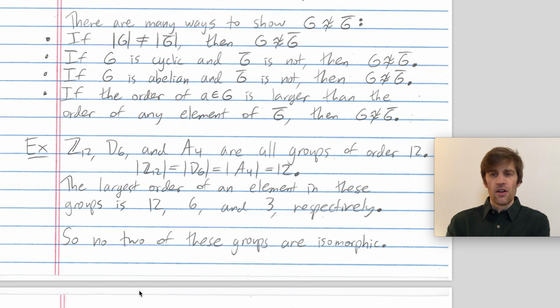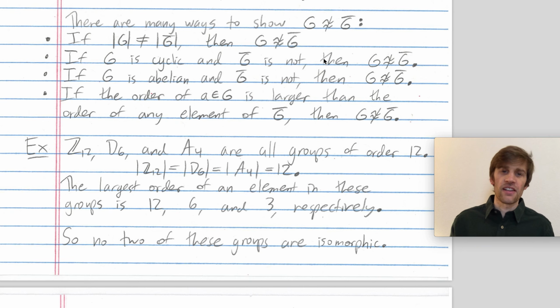Okay, since two groups being isomorphic means so much of their structure is preserved, we now have many ways to show that two groups are not isomorphic. Indeed, if any of those structures that we listed above are not preserved, then the two groups necessarily cannot be isomorphic. So if two groups have different sizes, then certainly they're not isomorphic. There's no bijective function between two groups if they have different sizes.